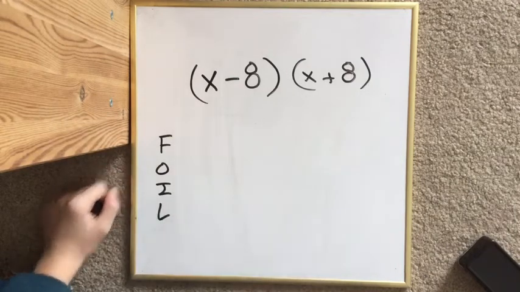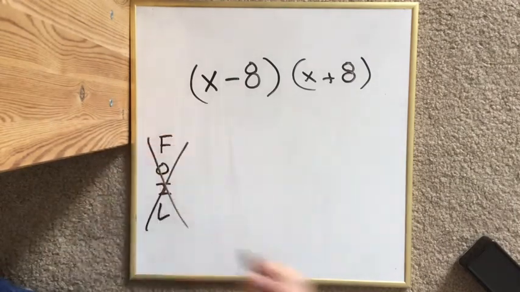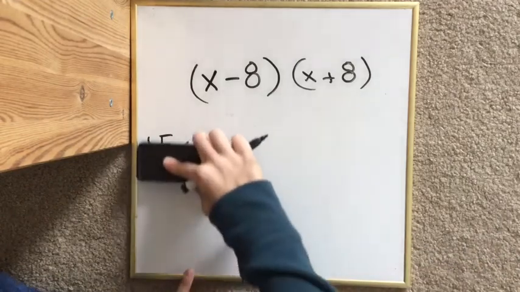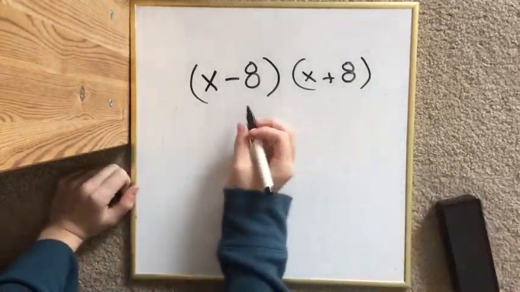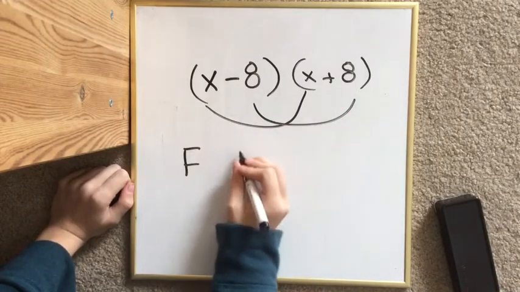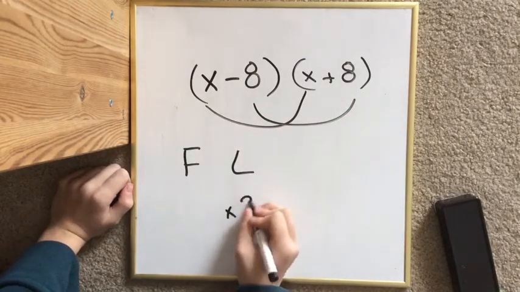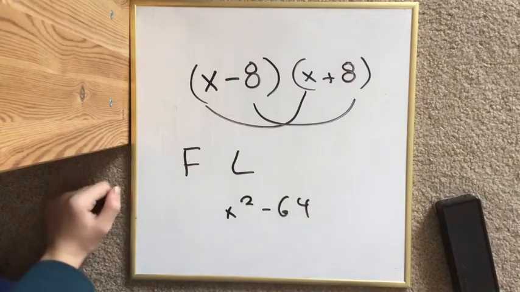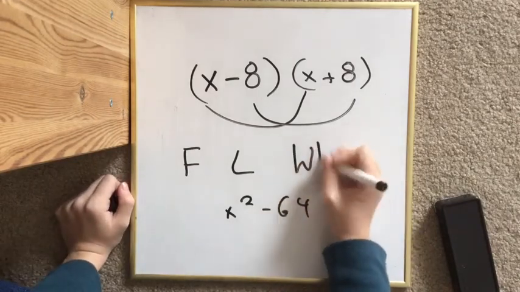Like FOIL, but psych, we do not have to FOIL this equation. We just do a new one called FL. That means other things too, but for now it's just the math term. We just have to do the first and last.